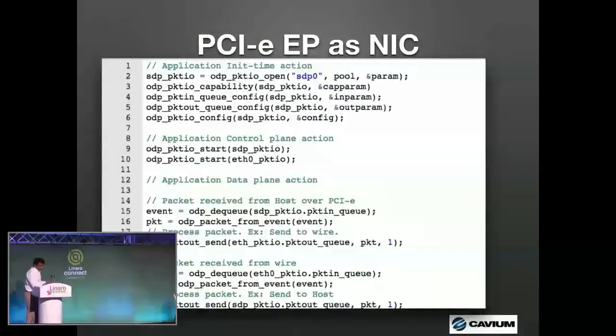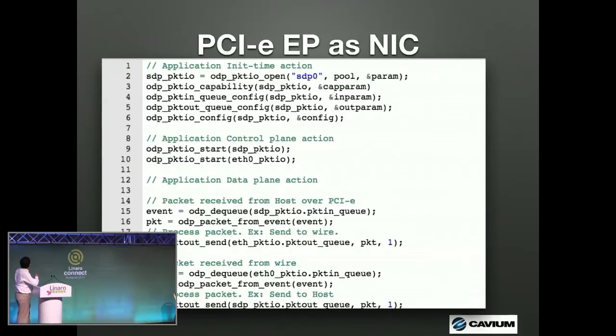Let me highlight the code here. What we did was we registered our own packet IO here. SDP is the OCTEON TX internal PCI block simulating a packet device. So we register that as a packet IO. That's where all our driver sits. And then the subsequent API should be very familiar for anyone who's worked on the ODP API.